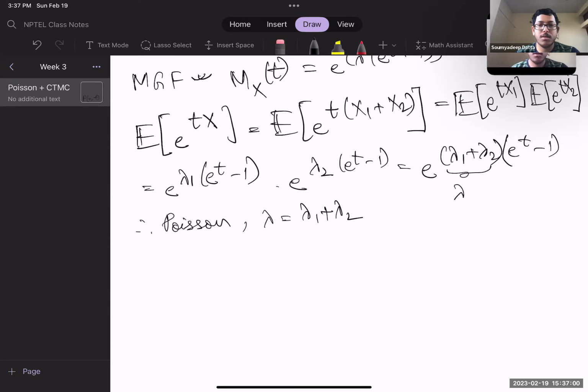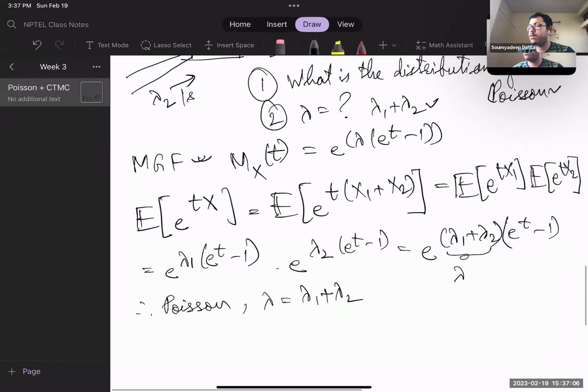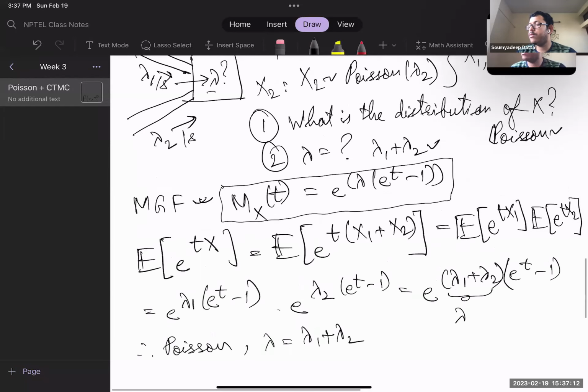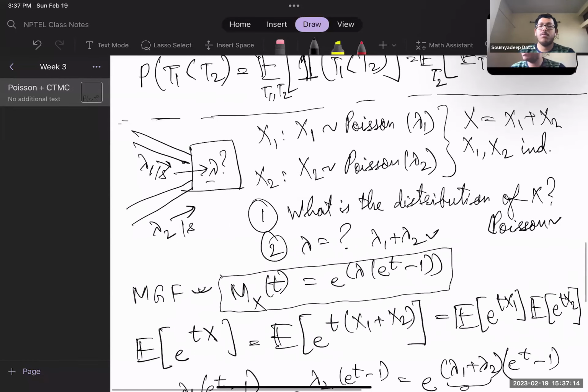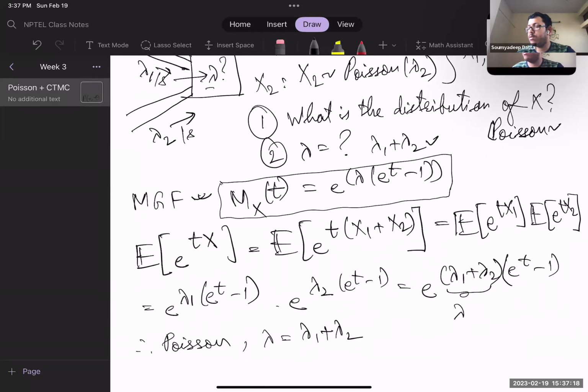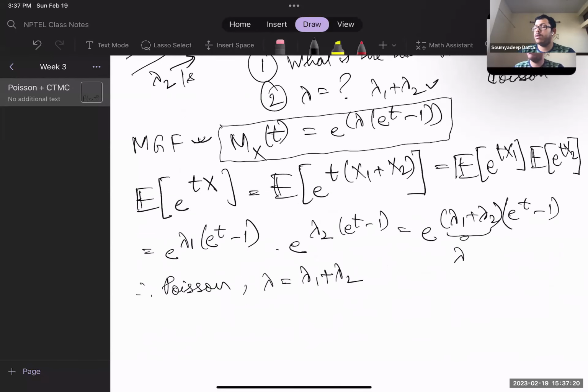Similarly, you can solve other problems. The key thing here is actually the moment generating function. If you know this, you can solve various problems with sums, differences, any linear combination of Poisson distributions. You just need to compute these kinds of values.